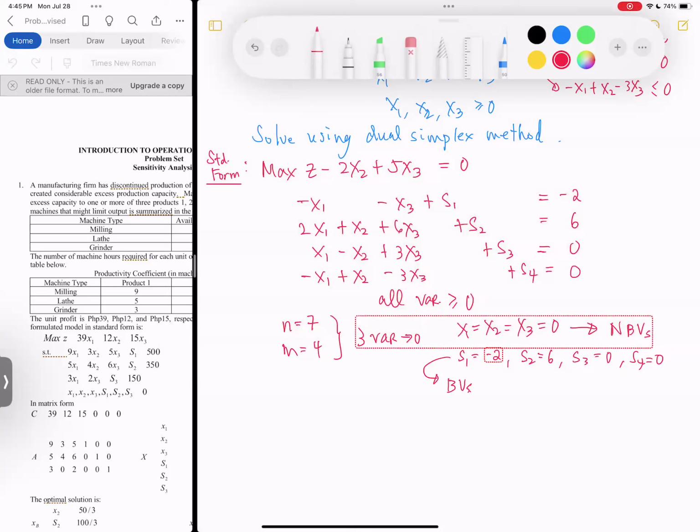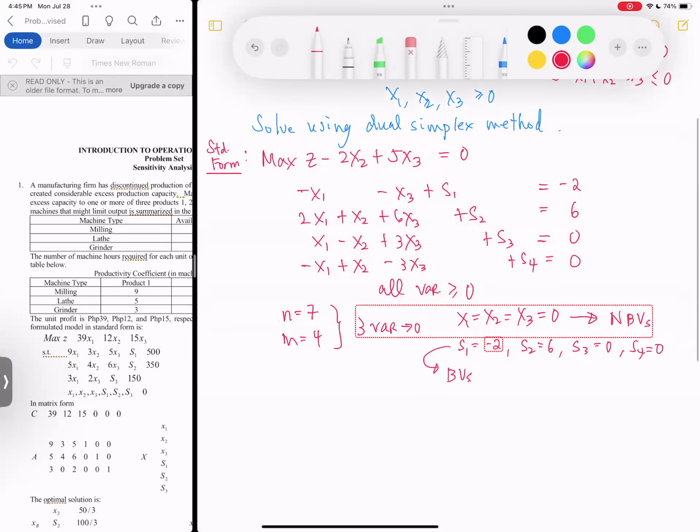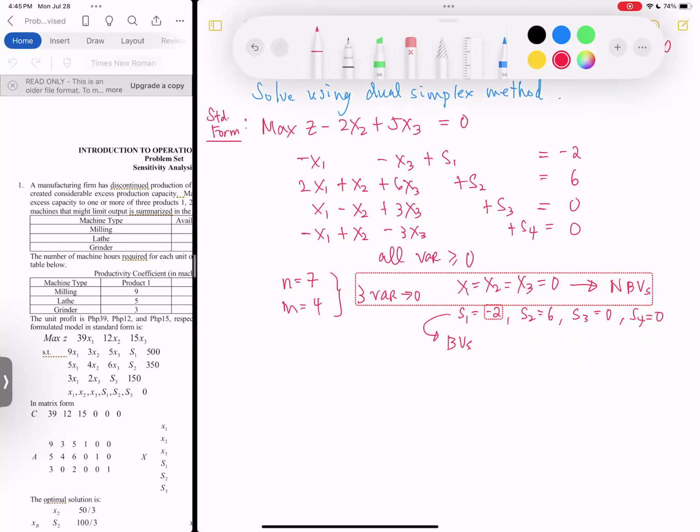Okay. So after this, what to do? What's next? Construct the tableau. Okay, the tableau, right? So we go to the iterations.